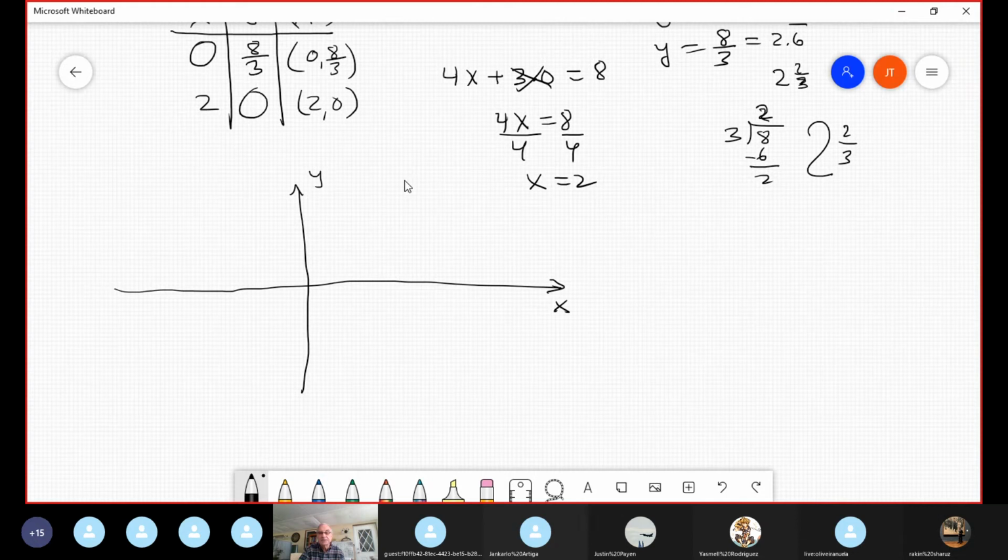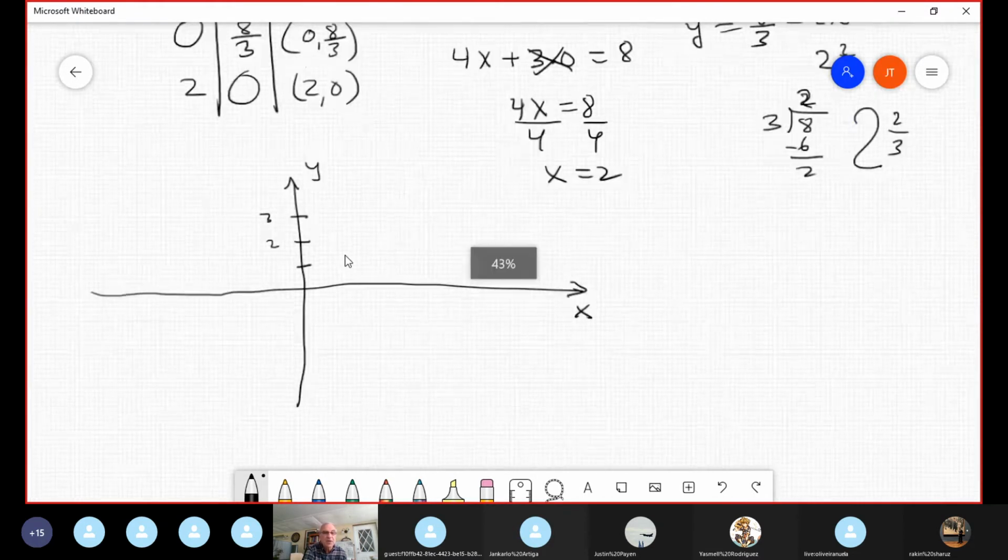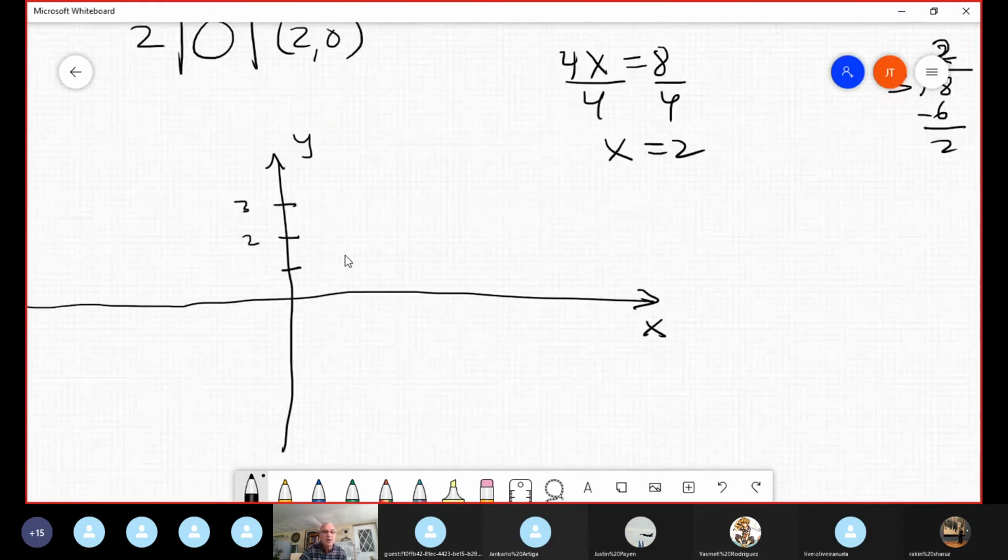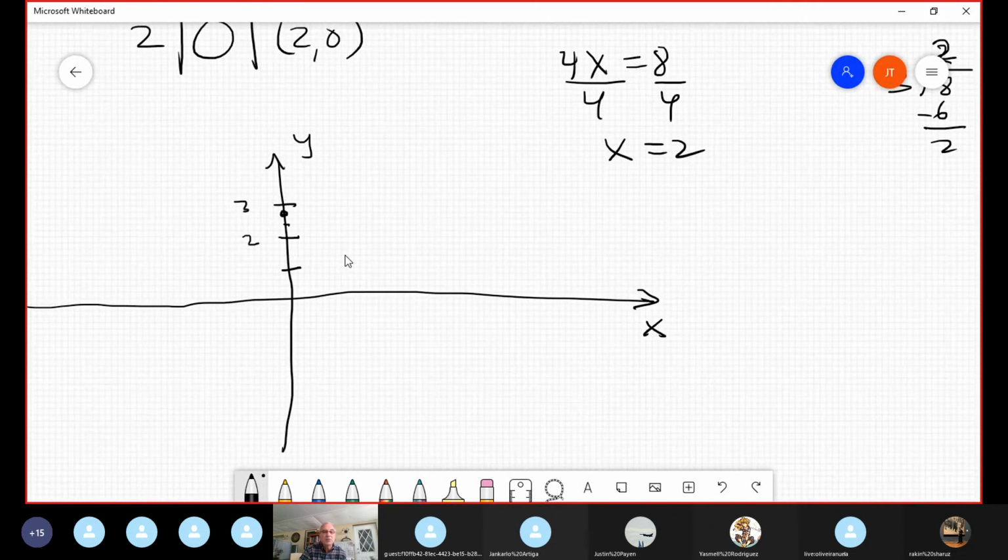Okay, the first point is 0, 8 over 3, but I discovered that 8 over 3 is 2 and 2 thirds. So it is 1, 2, 3. I suppose it is in between 2 and 3, no? Close to 3 because it's 2 thirds. You divide this segment in 3 portions, 1 third, 2 thirds. Here. This is the location of the point 0, 8 over 3.